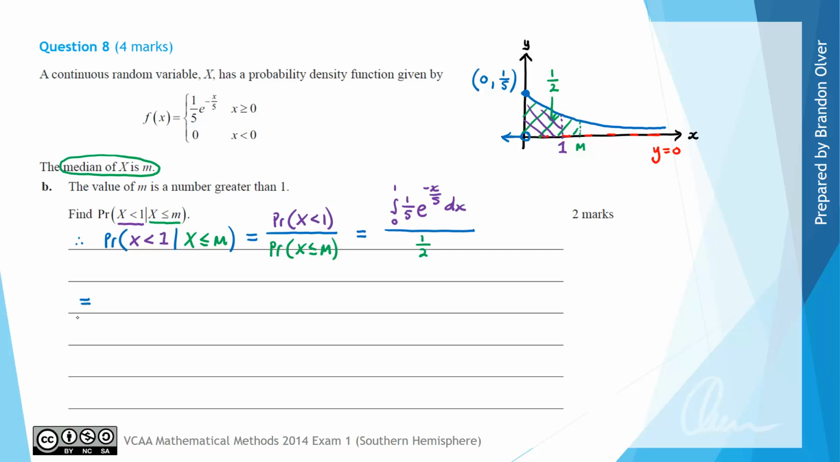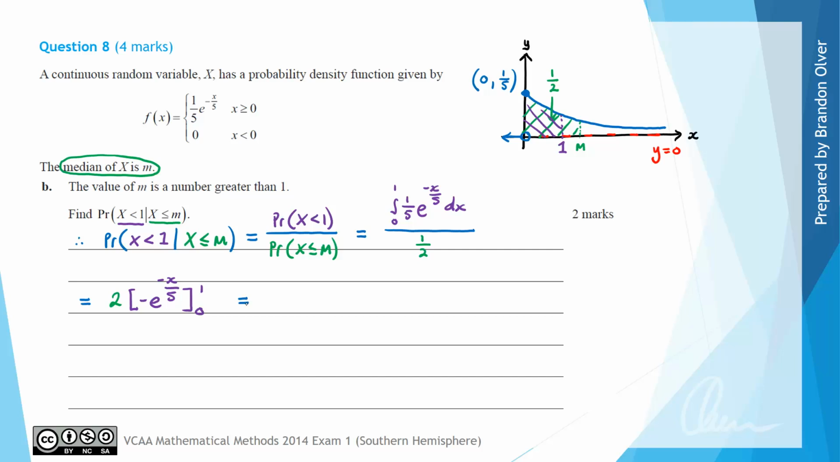So our next step in this calculation is to find the area associated with that purple region, and we had the antiderivative before, which was simply negative e to the power of negative x on 5. We're still going to go between 0 and 1, so that's going to give an area under the curve. And then we did have to divide that by a half, which is the same as multiplying this by 2.